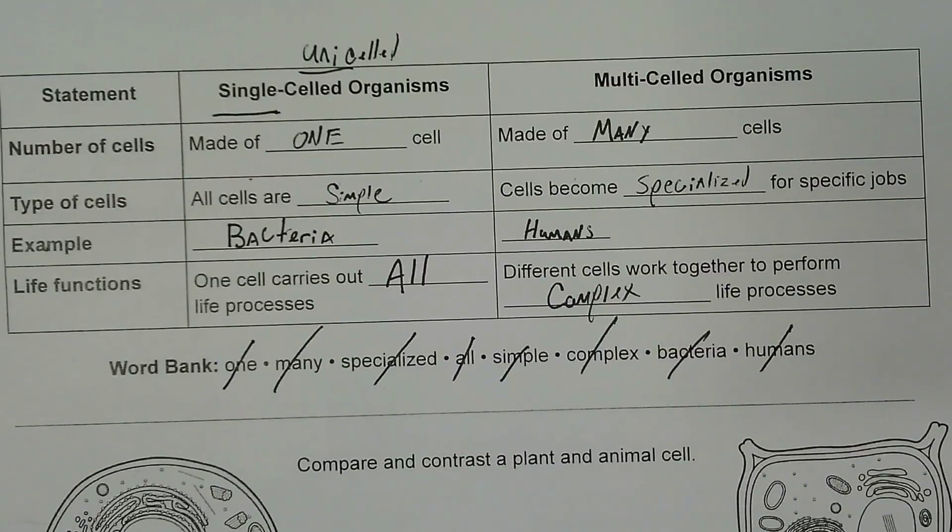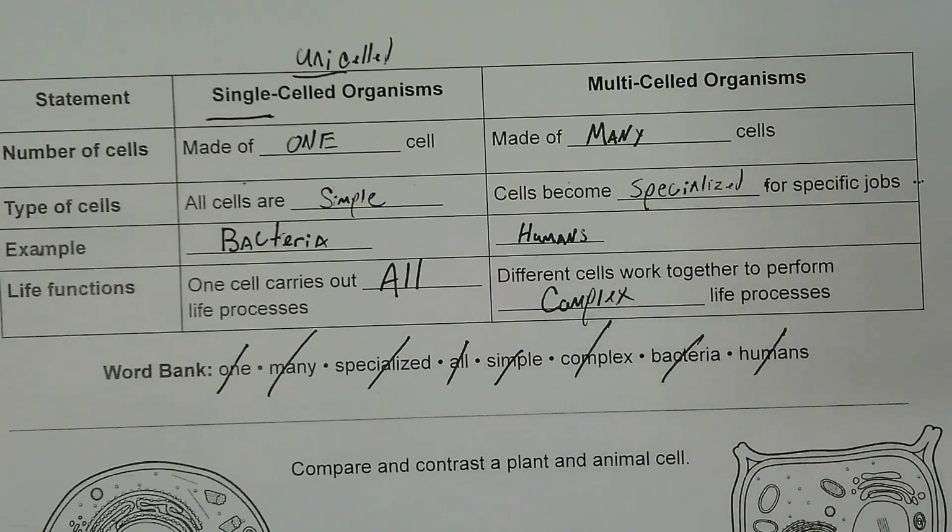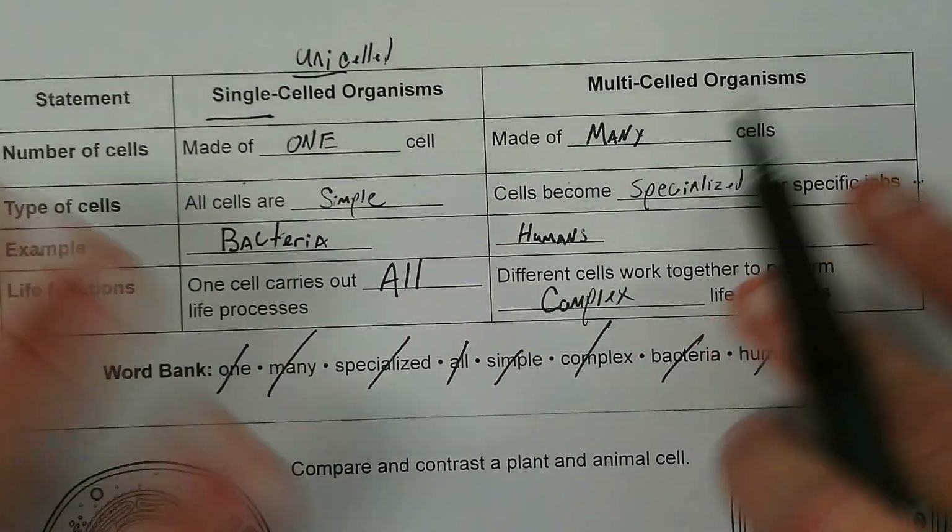Bacteria, super, super basic. Multi-celled organisms, humans, think about every cell in your body. Skin, bone, muscle, yeah. All of those different cells do different things. Nerve cells do not do the same thing bone cells do. They are all specialized to do a single job. Those cells cannot carry on life by themselves. Okay.